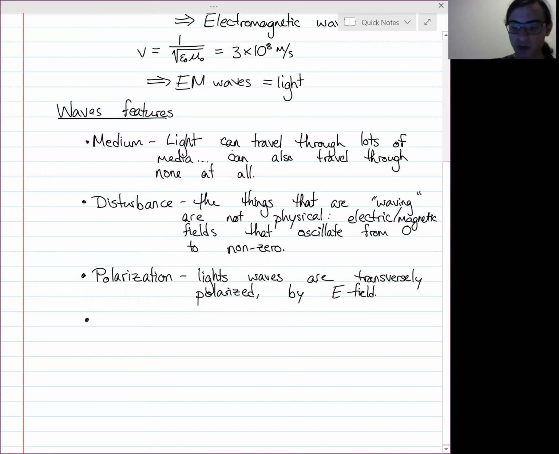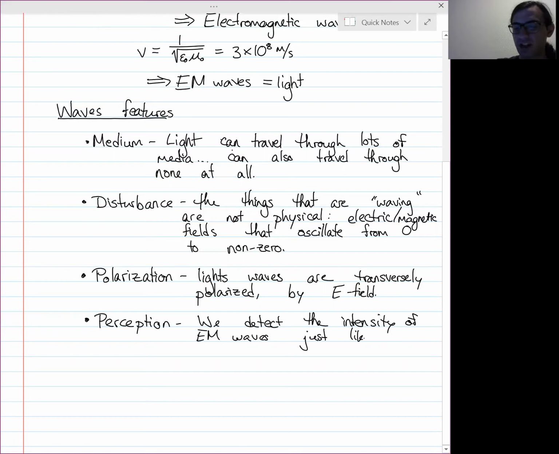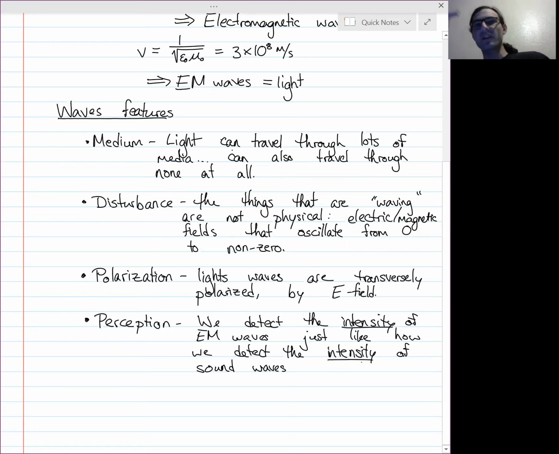Finally, and importantly regarding light, we perceive light. We detect the intensity of electromagnetic waves, just like how we detect the intensity of sound waves. And the key word here is intensity, right? We don't detect the magnitude or the amplitude. We detect the intensity. Obviously you don't use the same organs for these, but if the intensity drops by a factor of two, then what we perceive, well, that's not true, because the way we perceive sound and light, they're both logarithmic. But it's not the amplitude that matters, it's the intensity of the light.